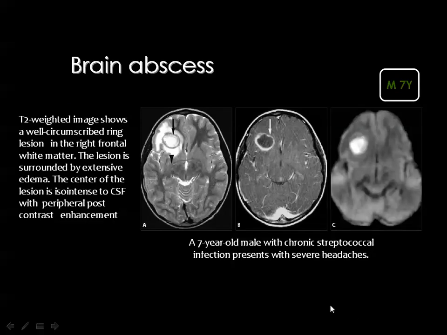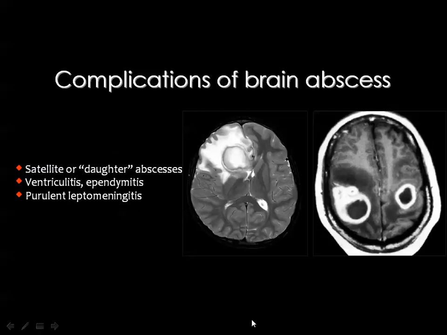And this is the classic appearance of the brain abscess in the T2 weighted image, T1 post-contrast, and the diffusion weighted image. Here you can see the restricted diffusion. In the contrast enhanced image, you see the classic marginal enhancement of uniform thickness. Complications of abscesses: number one, the development of satellite or daughter abscesses. You see this is the big abscess with two daughter abscesses nearby, and this is another brain abscess in the opposite hemisphere.